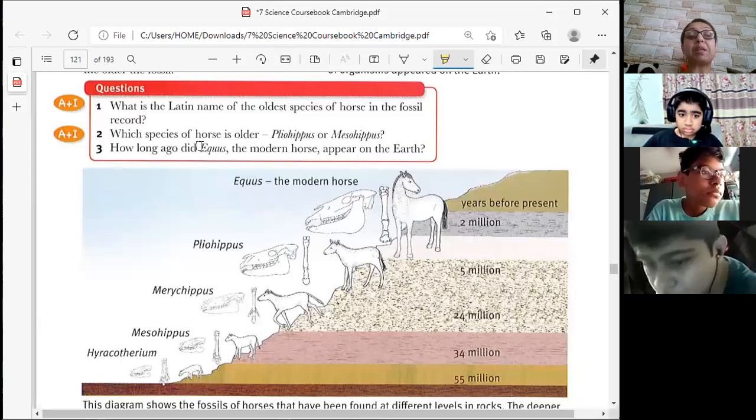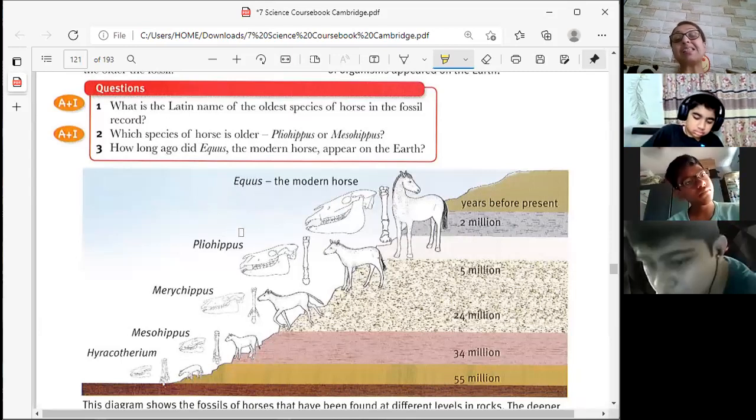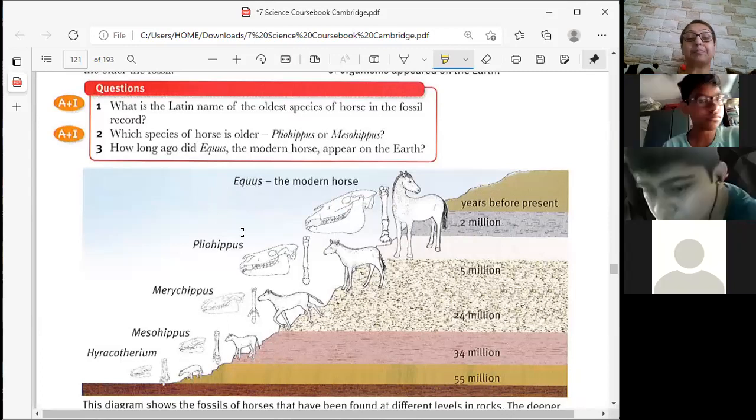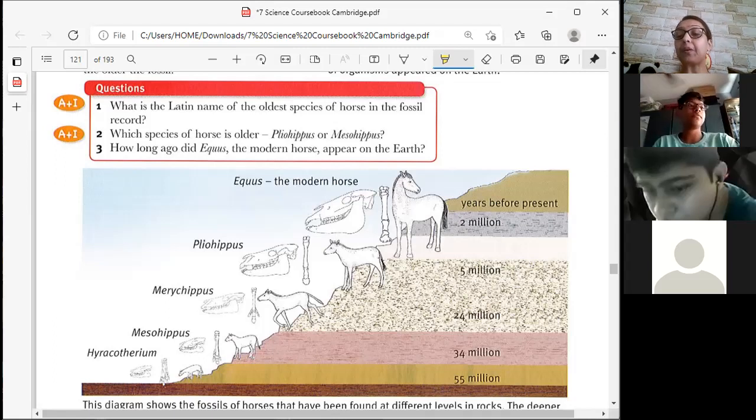Now, if they ask you which species of horse is older, is it Mesohippus or Equus, then what will you say? Mesohippus. Yes, Mesohippus is older, because we know that the other is 5 million years ago and Mesohippus is 34 million years ago. Do you understand? Yes, ma'am. So you can expect such a question in your examination, where they will ask you few questions based on the picture.